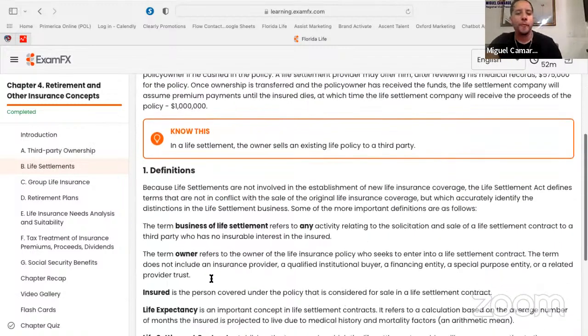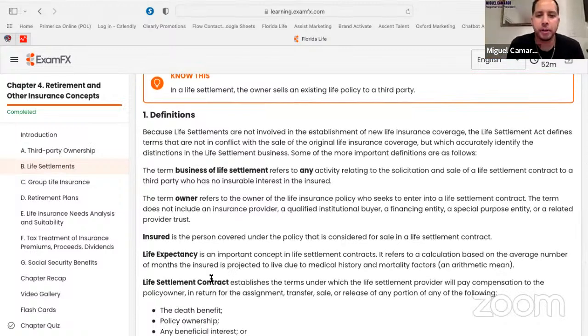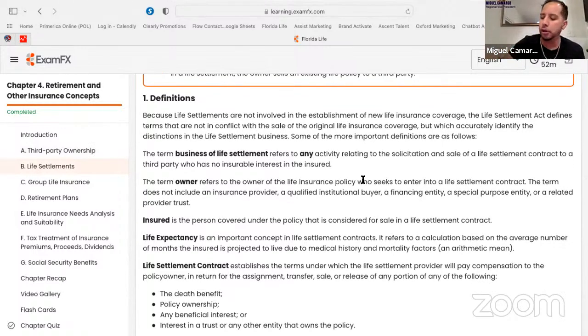All right. So next one, the definitions of business of life settlements. The term business of life settlement refers to any activity relating to the solicitation or sale of life settlement contracts to a third party who has no insurable interest. Remember, insurable interest only has to occur at the time of the application. Only at the time of the application. The term owner refers to the owner of the life insurance policy who seeks to enter the contract. The term does not include the insurance provider, a qualified institutional buyer, a financial entity, a special purpose entity, or a related provider trust.